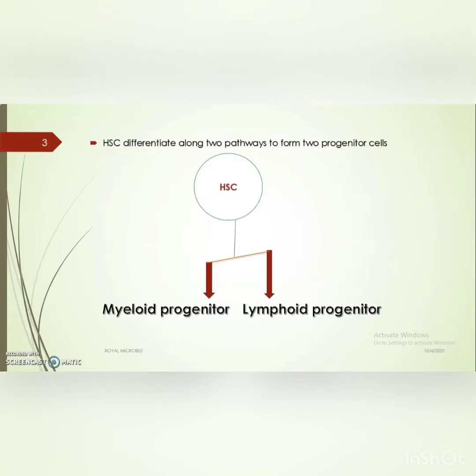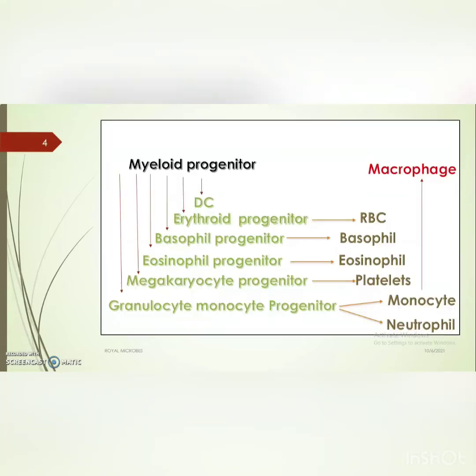These hematopoietic stem cells adopt two pathways to form two progenitor cells. Here we can see a myeloid progenitor and a lymphoid progenitor. That is, the hematopoietic stem cells give rise to two progenitor cells: the myeloid progenitor and the lymphoid progenitor.